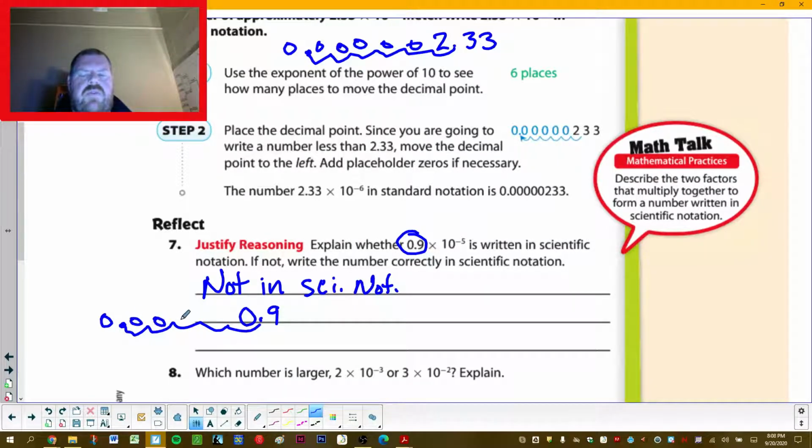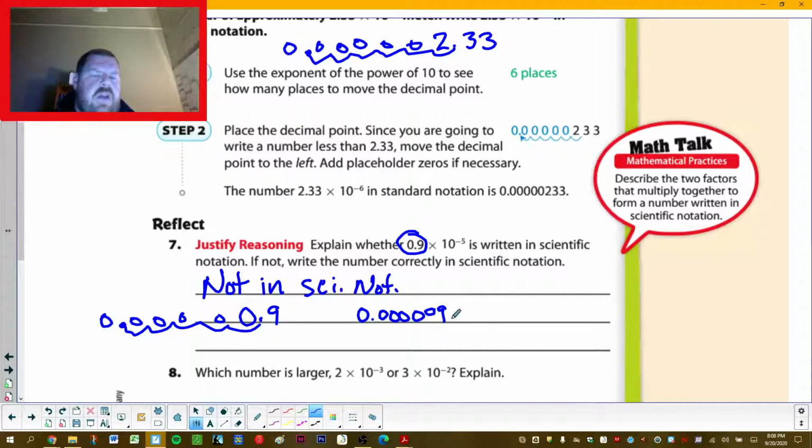1, 2, 3, 4, 5. So this number is really 0.000009. So then I'm looking at 0.12345 zeros and a 9. 1, 2, 3, 4, 5 zeros and a 9.